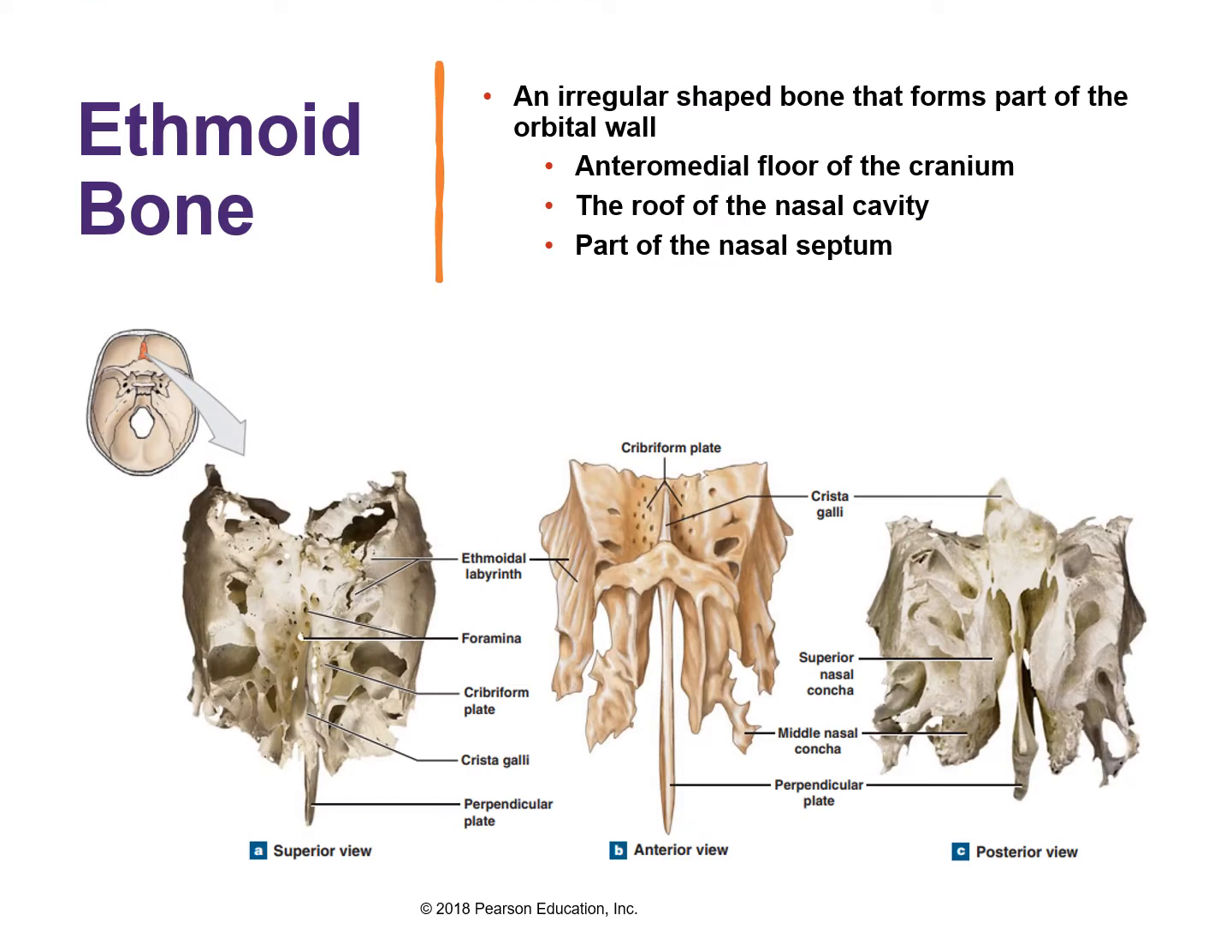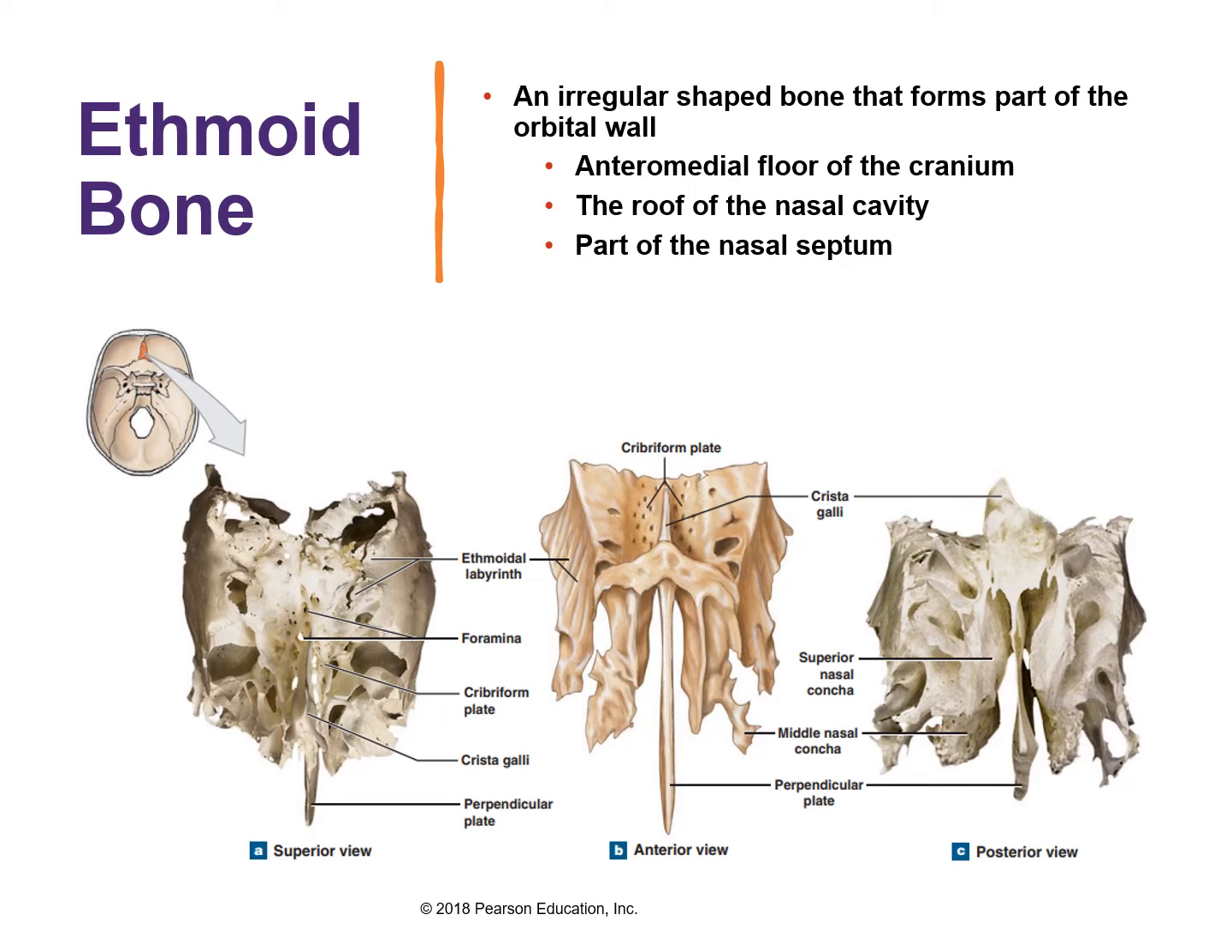We have the ethmoid bone, okay. The ethmoid or ethmoidal bone, right, that's going to be an irregularly shaped bone that forms part of the orbital wall, the anterior medial floor of the cranium, and the roof of the nasal cavity. It's also going to be part of the nasal septum, too.